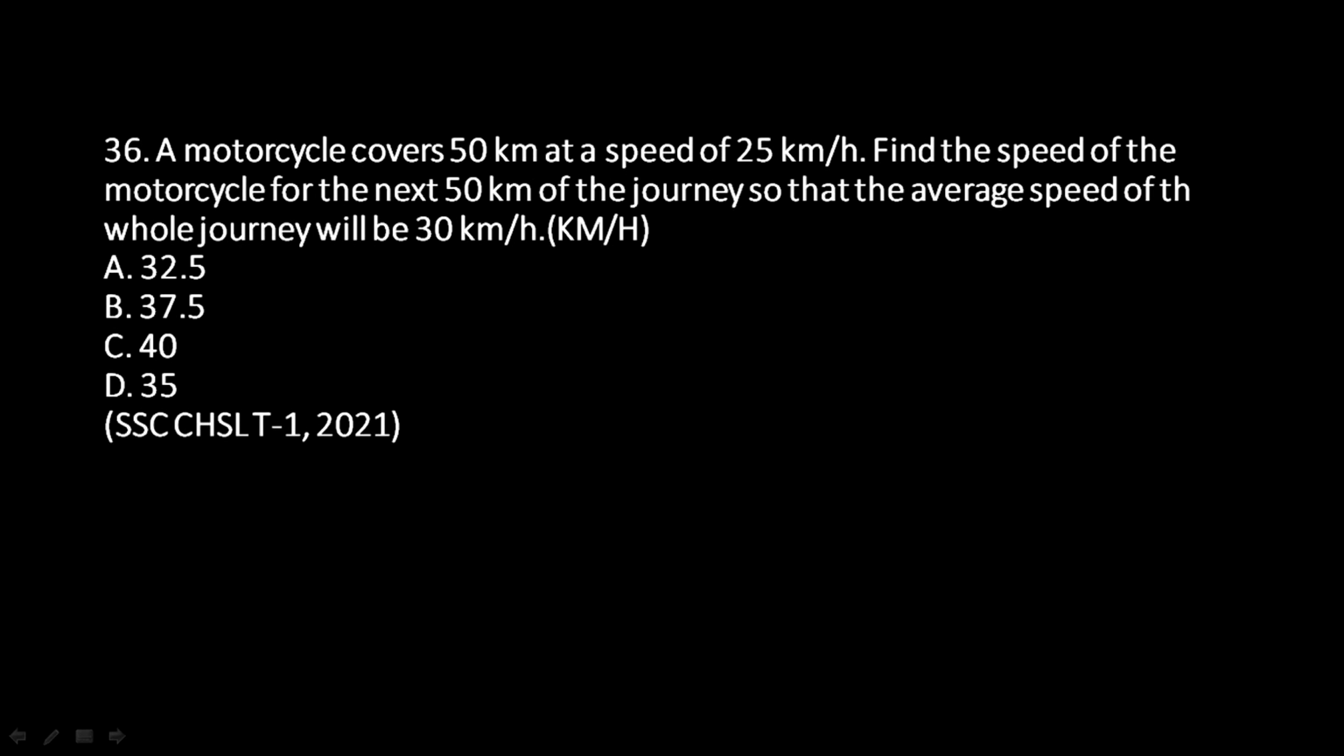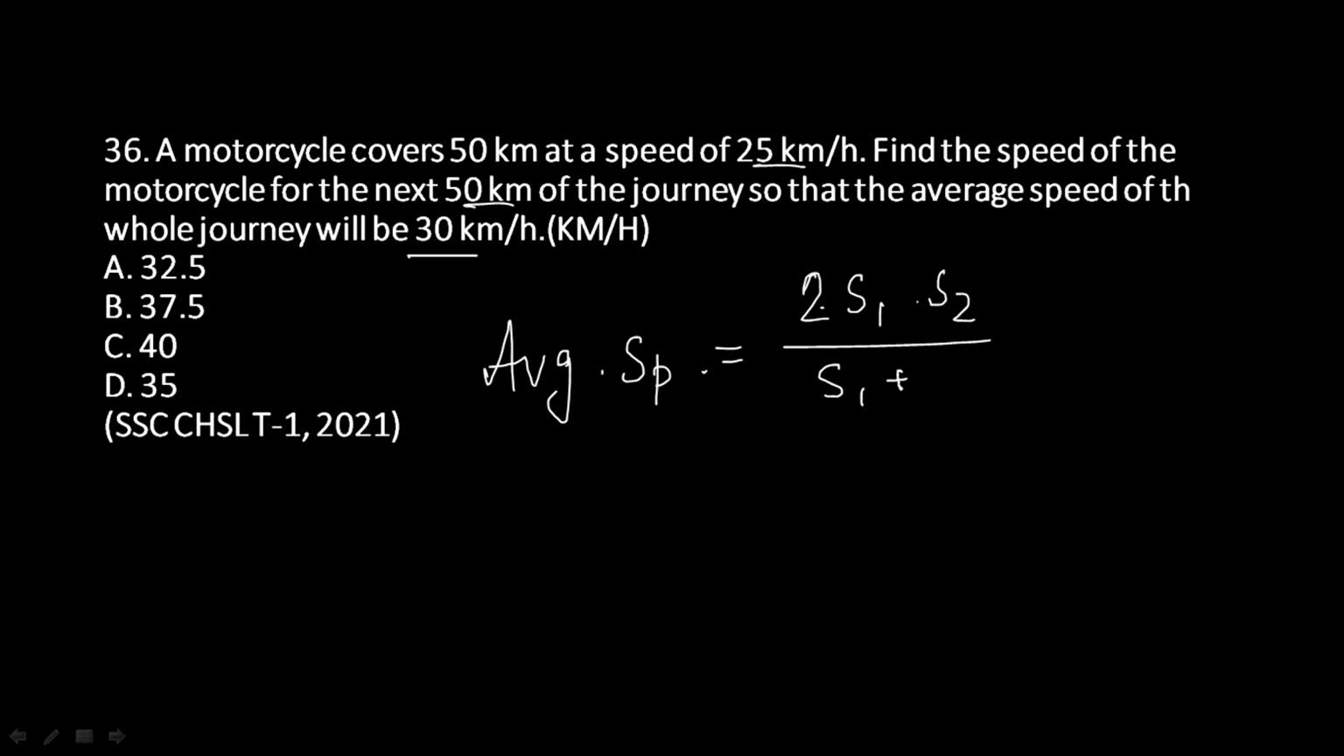Next, a motorcycle covers 50 km at a speed of 25 km per hour. Find the speed of the motorcycle for the next 50 km of the journey, so that the average speed of the whole journey will be 30 km per hour. So we have already learned that average speed can be got from speed 1 and speed 2, right? With this equation we have just discussed, so I have taken some kind of question just for your practice.